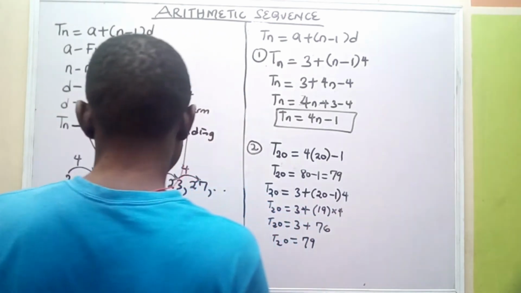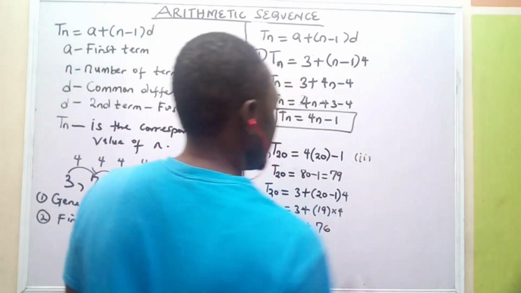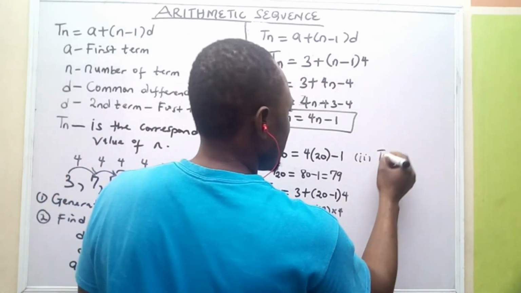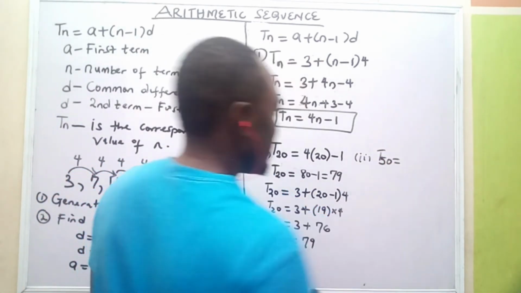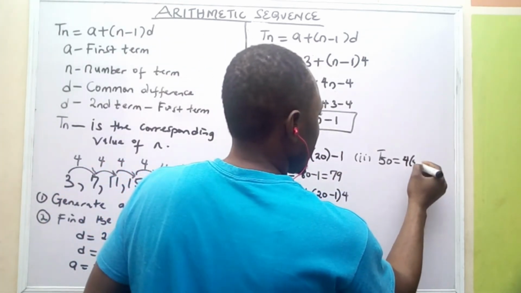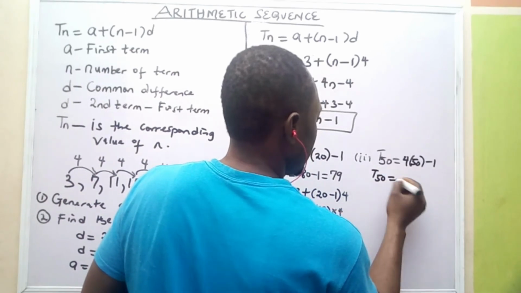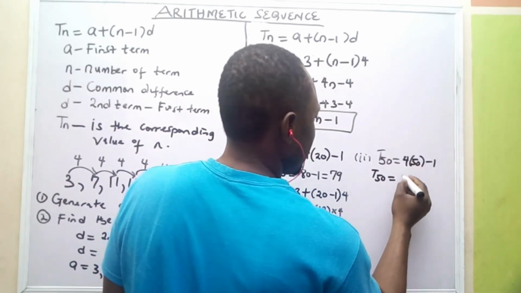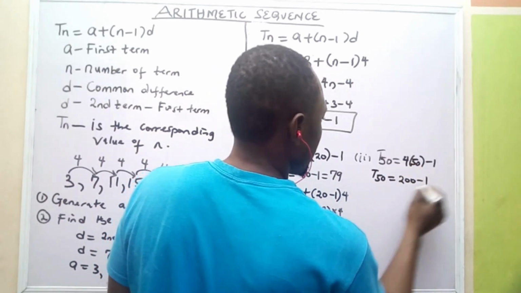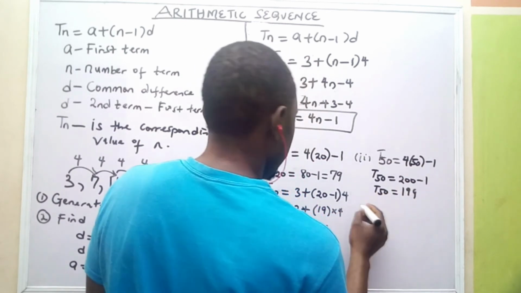Now, we've gotten this part, I. We want to find the II. Now, the 50th term, I'm going to do T50. I'm going to use this formula, so 4 bracket 50 minus 1, so T50 will be 4 times 50, which is 200, minus 1, so T50 is 199.